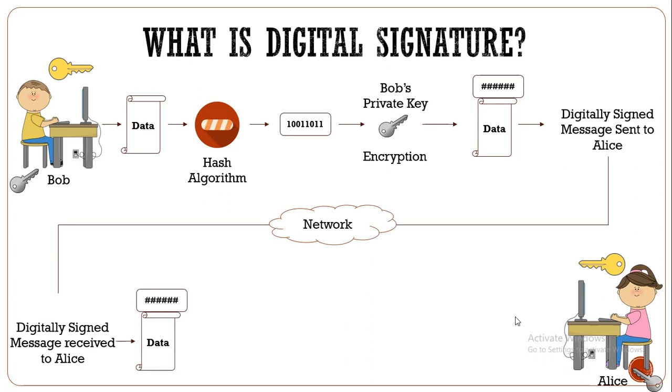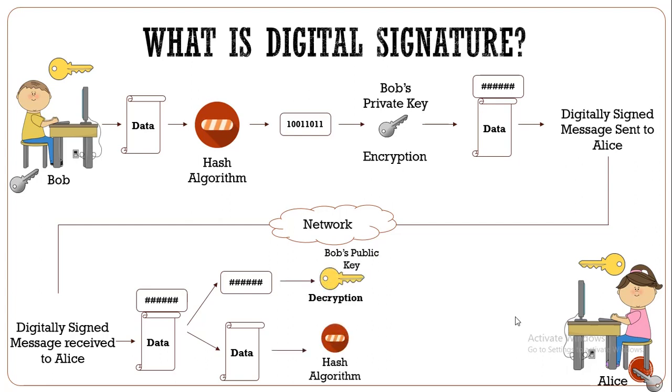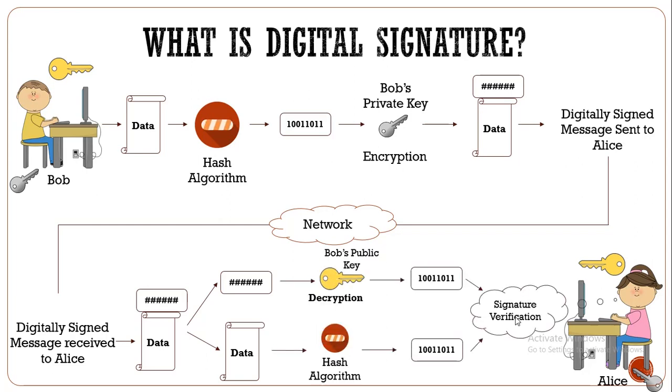So across a network, Alice receives a digitally signed message. The message she received is data and an encrypted hash. Alice separates out the two parts, hash and data. Now she applies decryption using Bob's public key on that hash, and similarly she applies the hashing algorithm which was used by Bob on that data. So now I have two hashes, one is the decrypted hash and one is the newly generated hash. If both hashes are the same, we are assured that the message was not modified in between. In this way we take care of integrity.